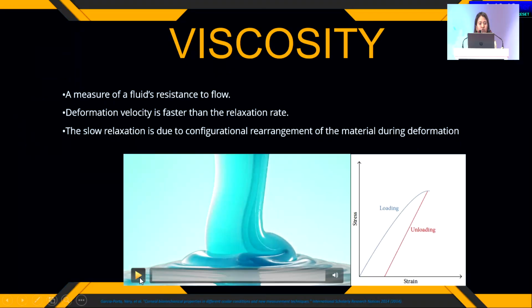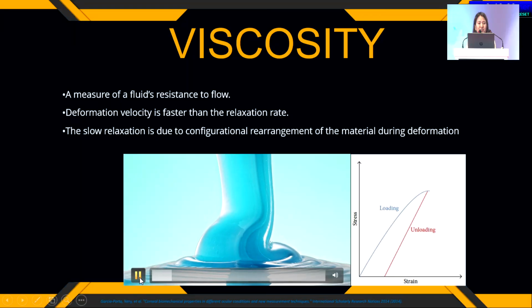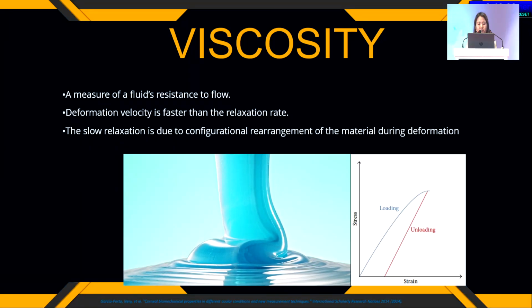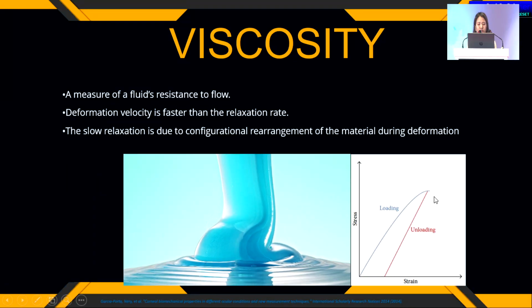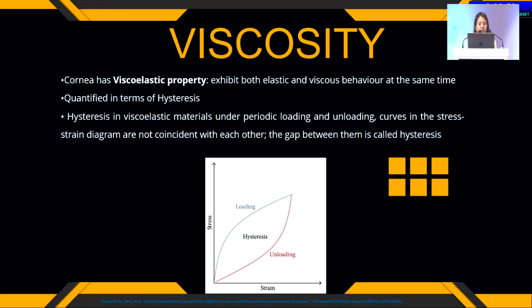While viscosity is the measure of resistance to flow. Just like honey or any viscous material, the deformation velocity is a little faster, but the relaxation rate is slower. So, in this graph which explains, coming to the eye, the cornea is a viscoelastic substance. It exhibits both elastic and viscous behavior at the same time. In this graph, we can see it's mostly a lenticule-shaped graph. The hysteresis that we talk about is the difference, the gap between these two lines, between the stress and the strain.